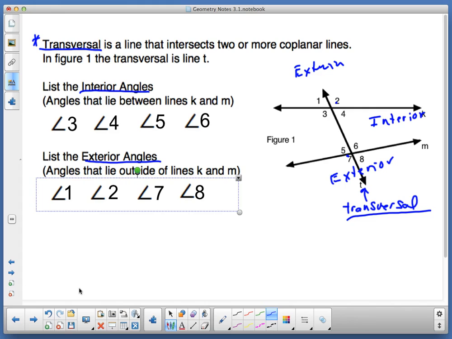So we got corresponding, and now in alternate interior, alternate exterior, now I want to talk about same side interior, AKA consecutive interior angles. Well, they're on the same side. They're right here. 3 and 5 are same sides, and 4 and 6 are same sides. So those are the things we're going to be working on, and that's what we're going to be naming next.